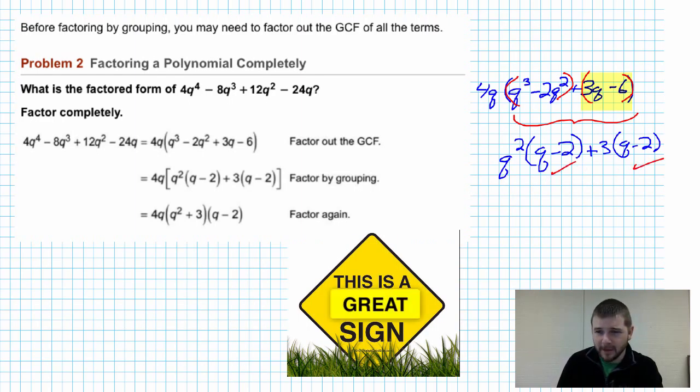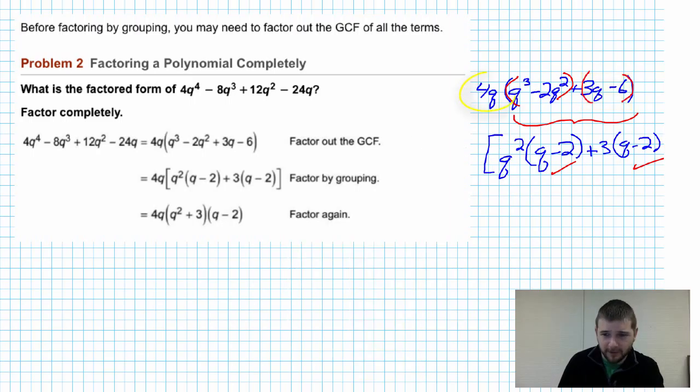Great sign, actually. And do not forget that we do still have a 4q kind of hanging out over here on the left-hand side. Probably a good idea to write that first so you don't make the mistake that I almost made, which is to forget about the 4q. It is one of the factors of our polynomial, and it needs to be there in our final solution.